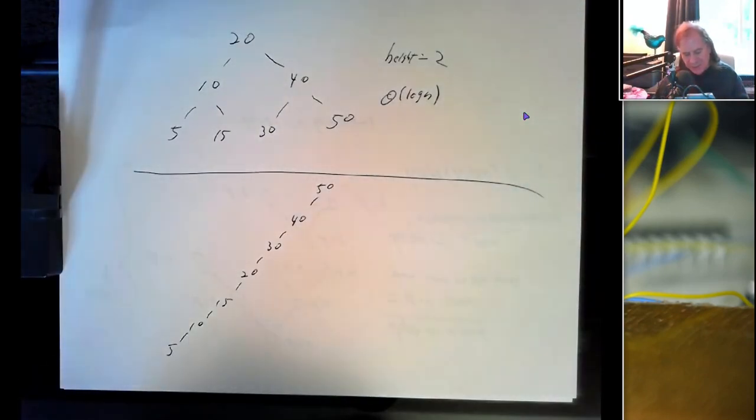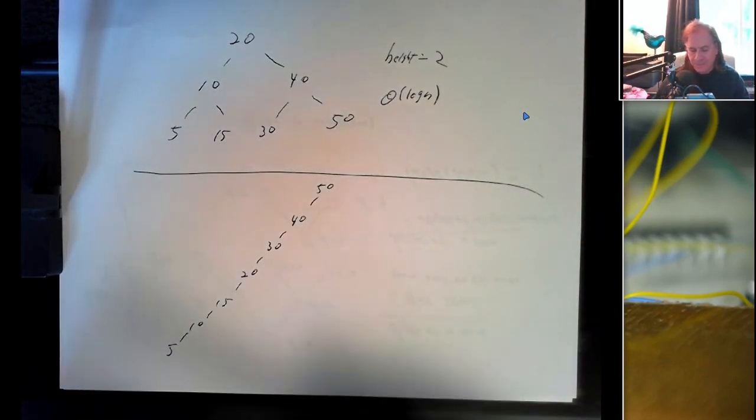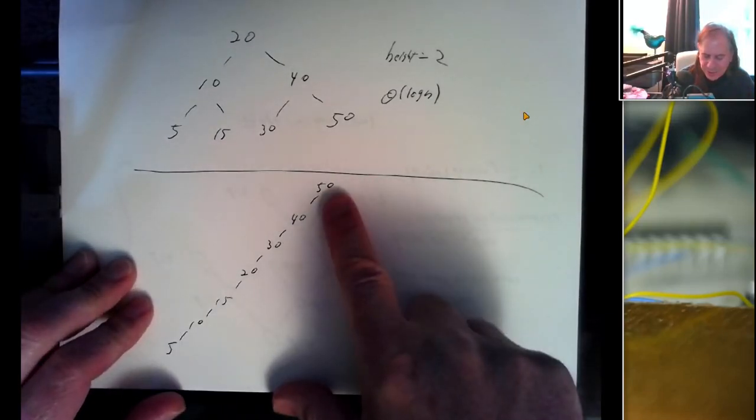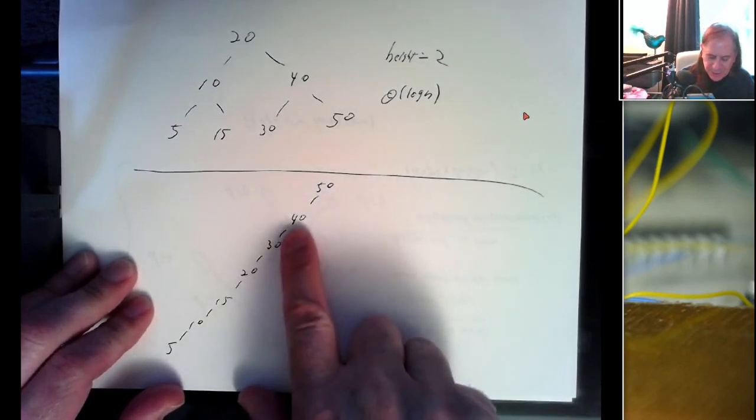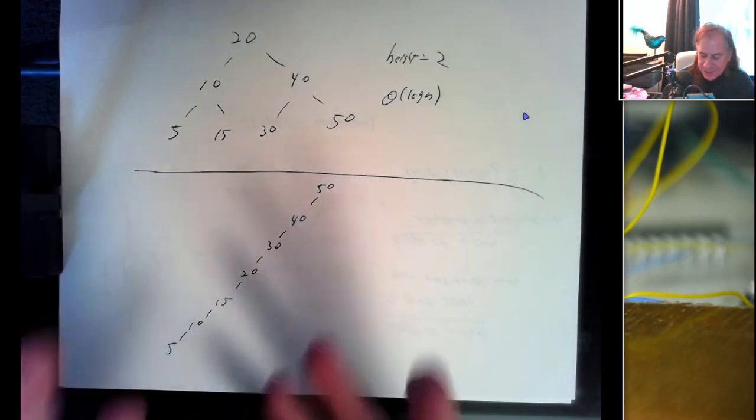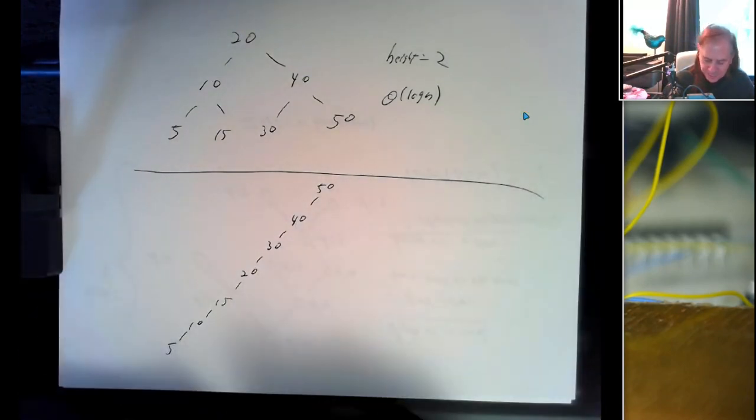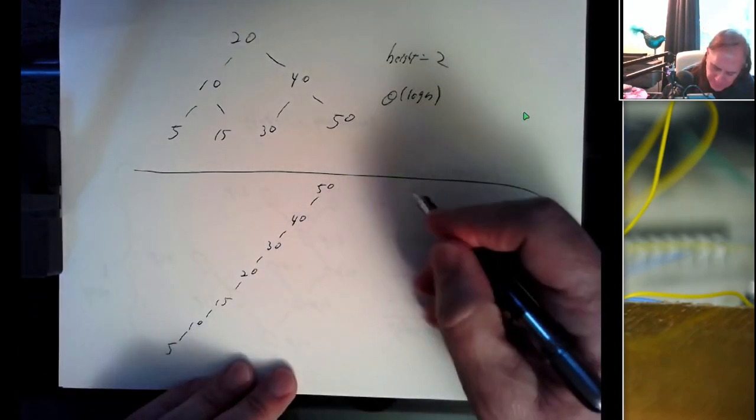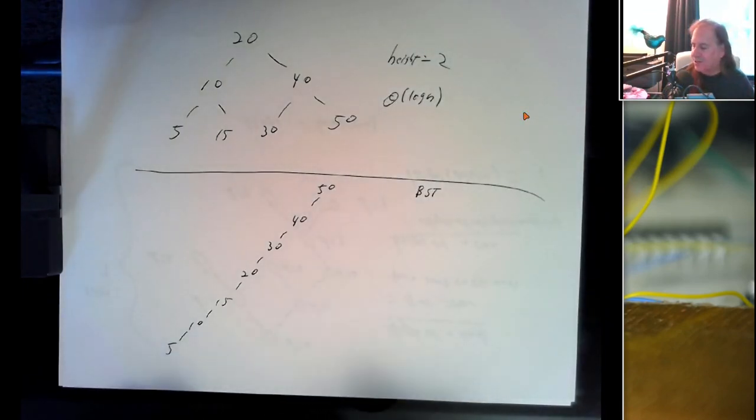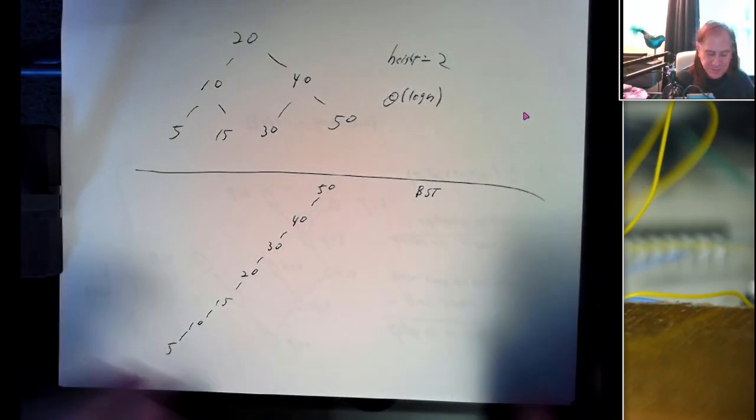Right? So this is a binary search tree. Each node has 0, 1, or 2 children. Every node has a parent except the root. Everything to the left of a node is smaller, and anything to the right of a node is larger. This is a binary search tree. But it is not a very good binary search tree for searching, right?